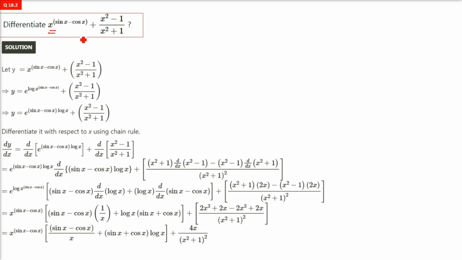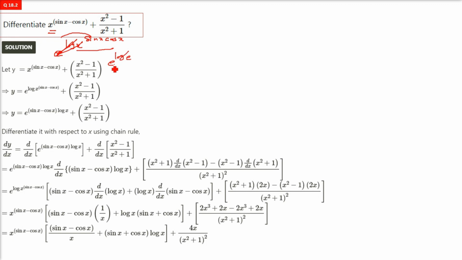Okay. So this first part will be e to the power log of x to the power sin x minus cos x. Because e to the power log base e then cancels out. So only x to the power sin x minus cos x will remain. So either you write x to the power sin x minus cos x or write e to the power log base e of x to the power sin x minus cos x. They both remain the same.